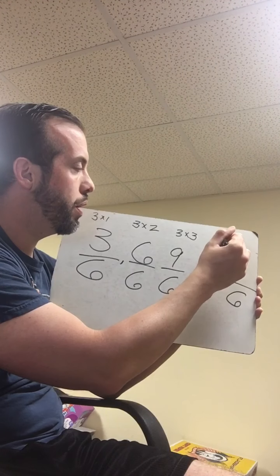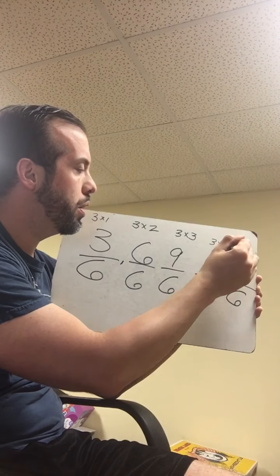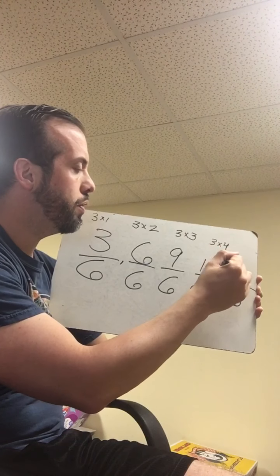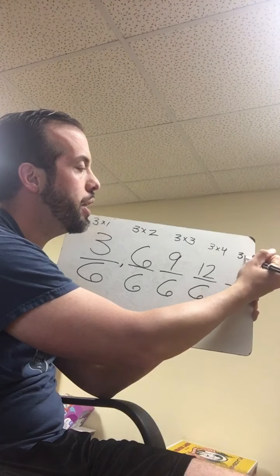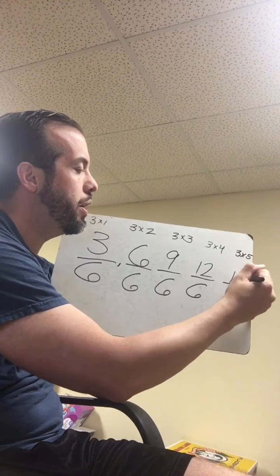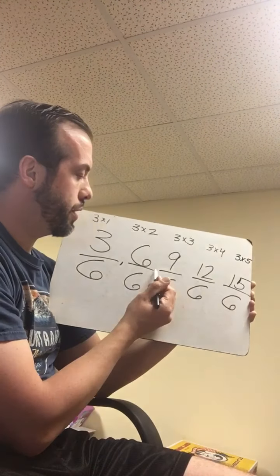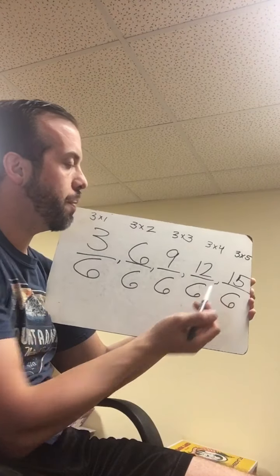Go to my fourth one. 3 times 4 is 12/6, or 2 wholes. Either way is right. And 3 times 5 is 15/6. And of course, don't forget those commas in between.